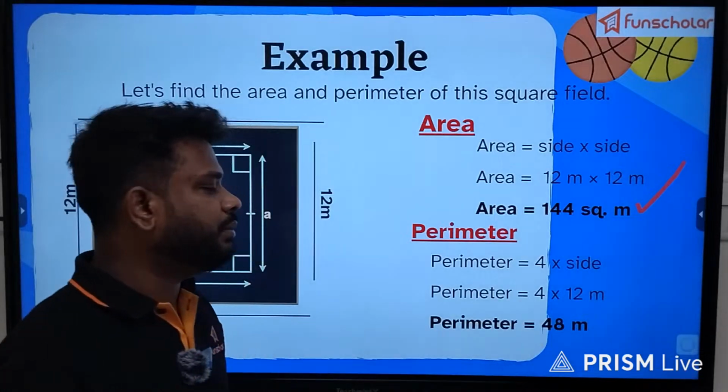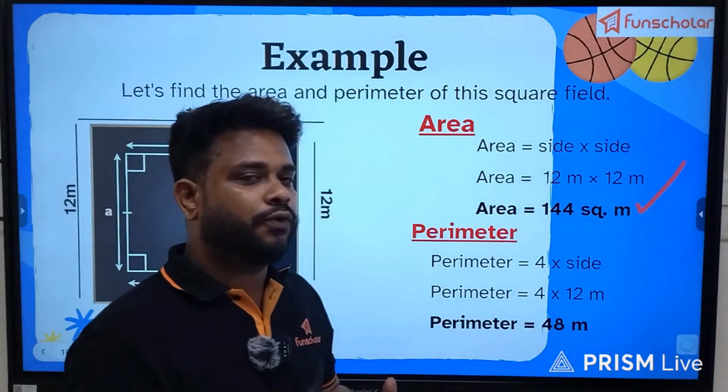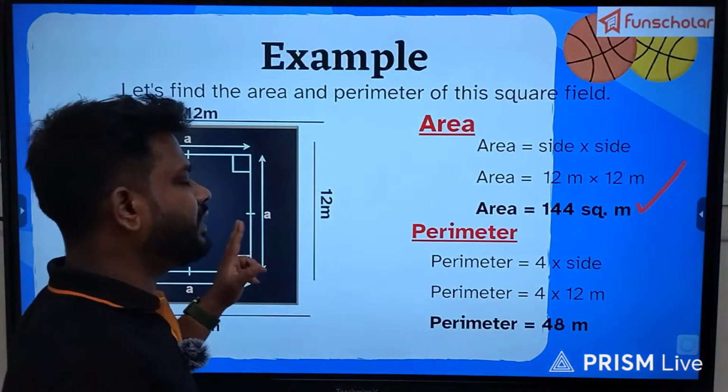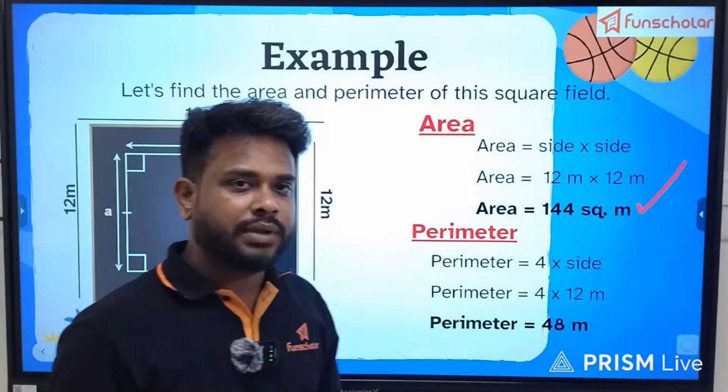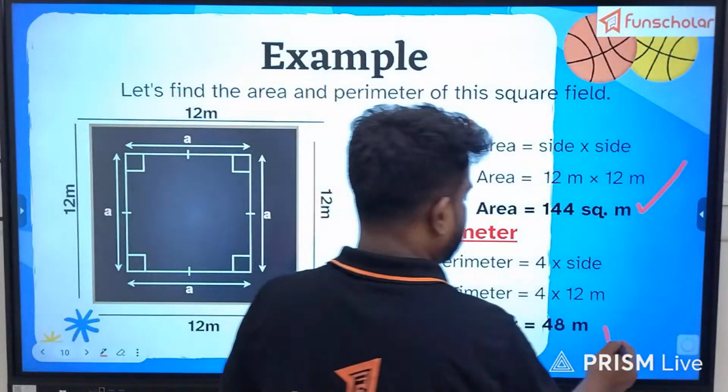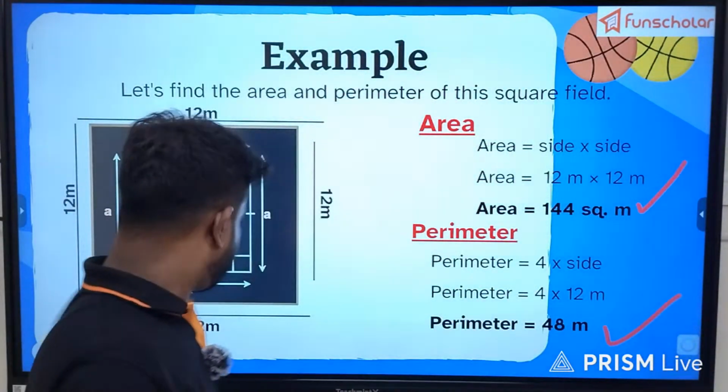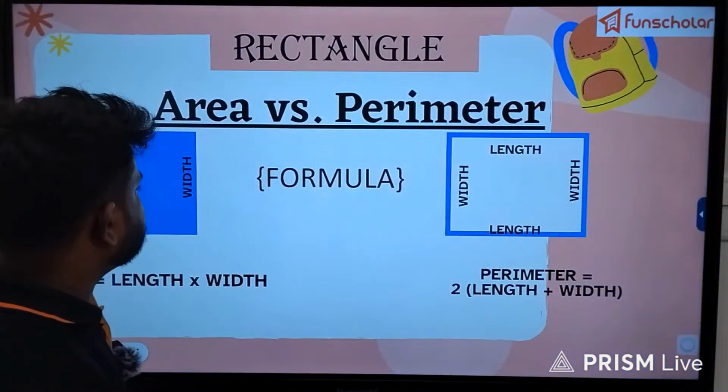And talking about the perimeter, the formula of the perimeter is 4 into side, and the side is given as 12 meter. So the perimeter will be 4 into 12, that is 48 meter. Okay. Pretty much an easier one. Okay, so let us go next.